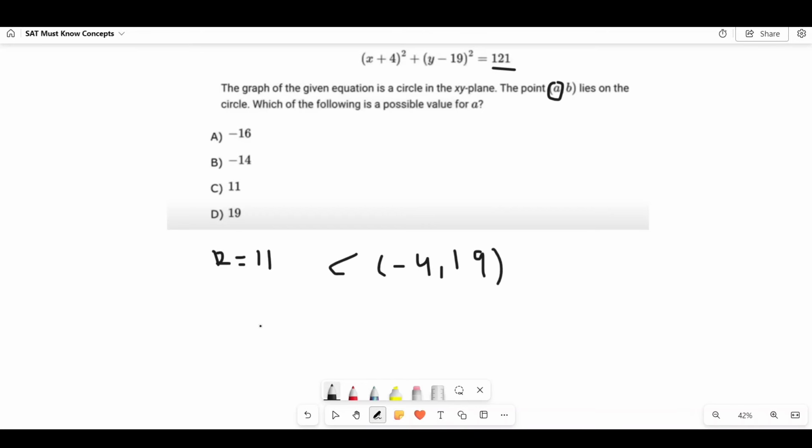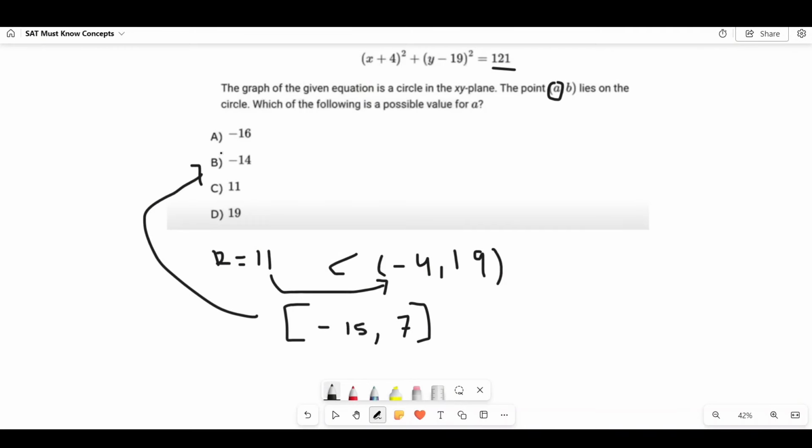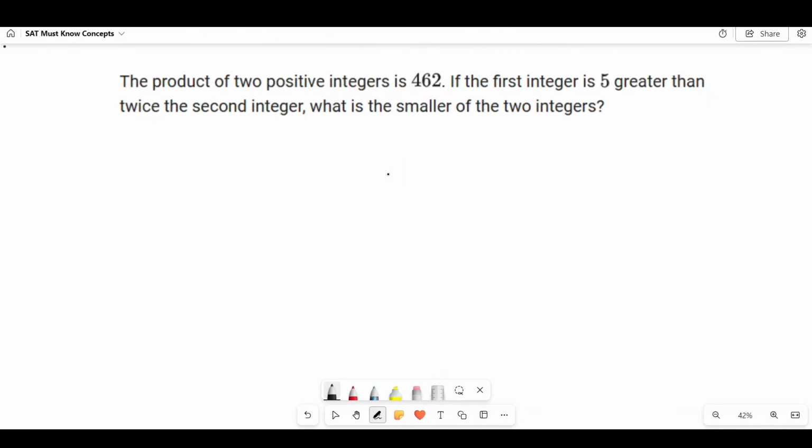So from that, we know that the x value must be between -15 and 7, because the radius tells us that from the center point, the x values can only be within this range, -15 to 7. And looking at the answer choices, we can see that only B lands us a value between those parameters.